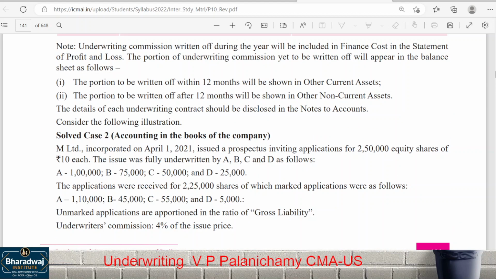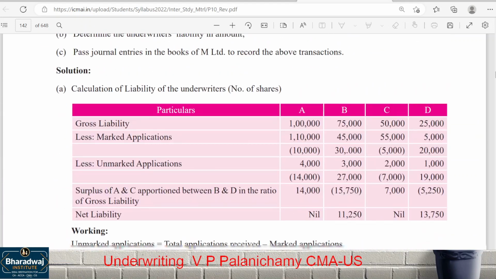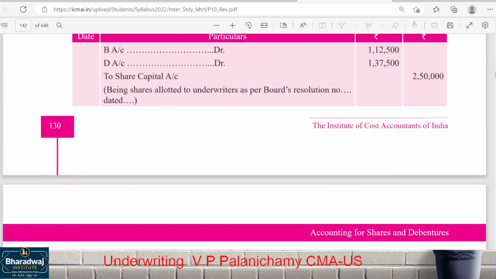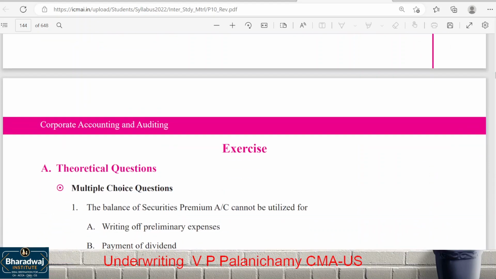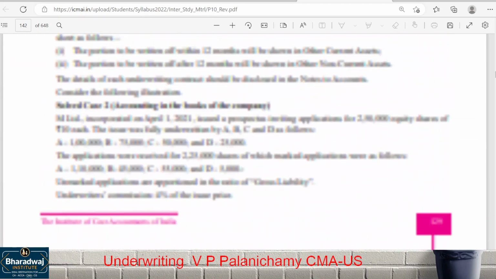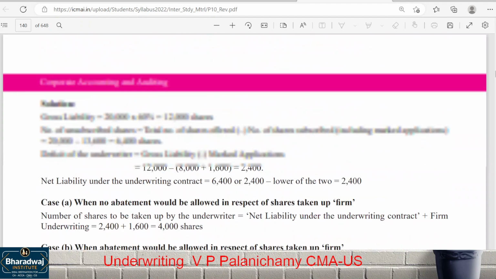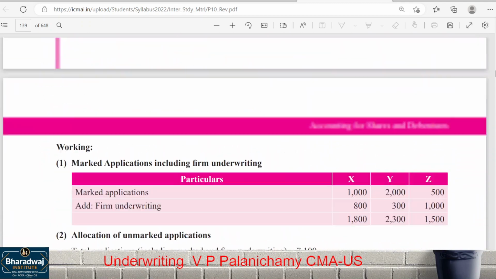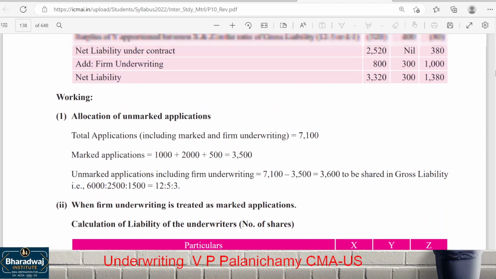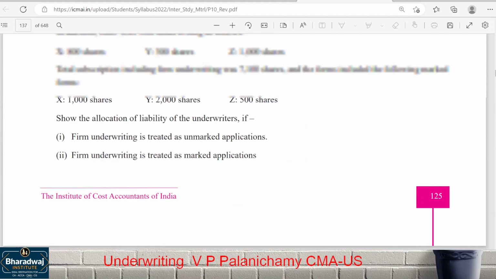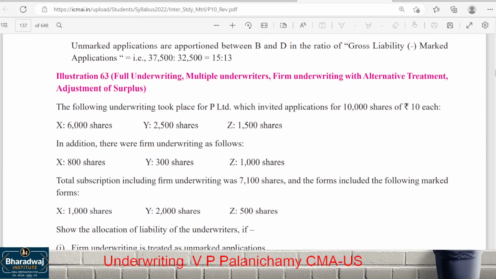This is more like what we have done. 2,50,000 is given. Underwritten, marked applications are given. Unmarked applications will be distributed in gross liability ratio, like that it is given. You can go through these questions at home, and you will definitely be able to make them out. What is important from the examination point of view is this kind of question, where a firm is treated as marked, or treated as unmarked. That kind of question is tested in the exam.